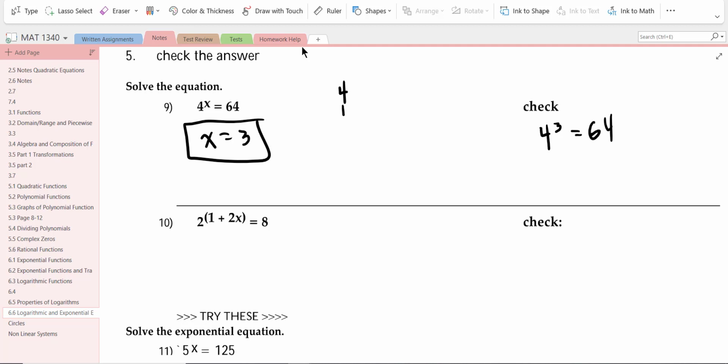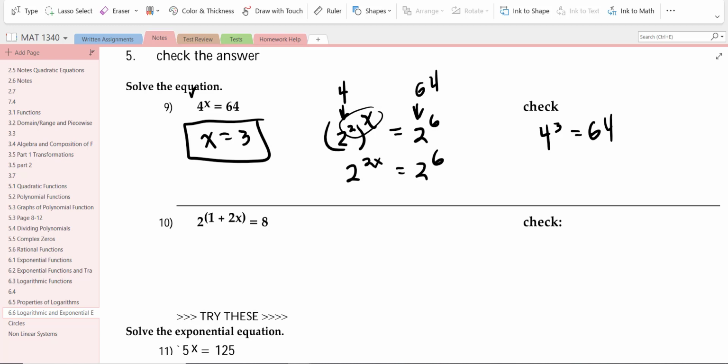You could write 4 as 2 to the second, and then you still have the x. You can take 64 and write that as 2 to the sixth power. Again, you just have to play with your calculator a little bit if you don't know those things. So what you would get is 2 to the 2x, because you multiply those exponents. You want to try to do it in your head if you can, of course, but the idea is if these bases are the same, then so are the exponents. So that's what we're going to be looking at.